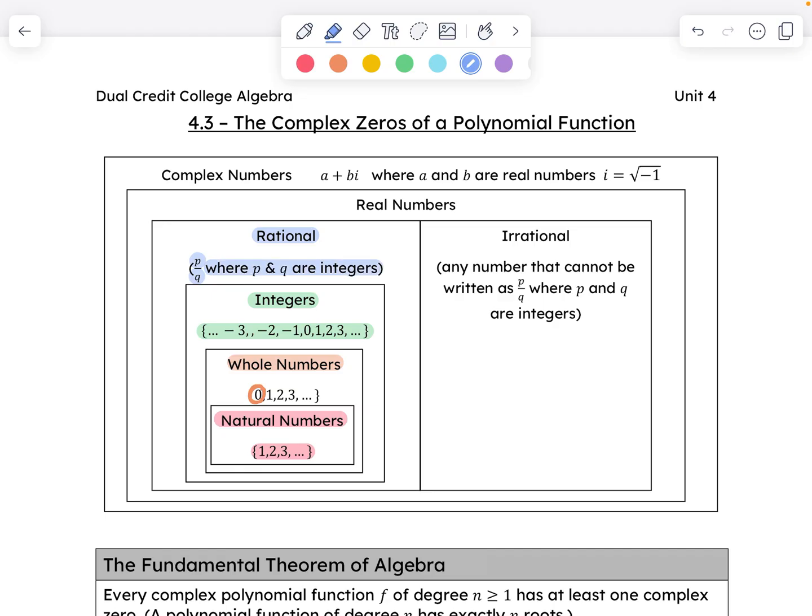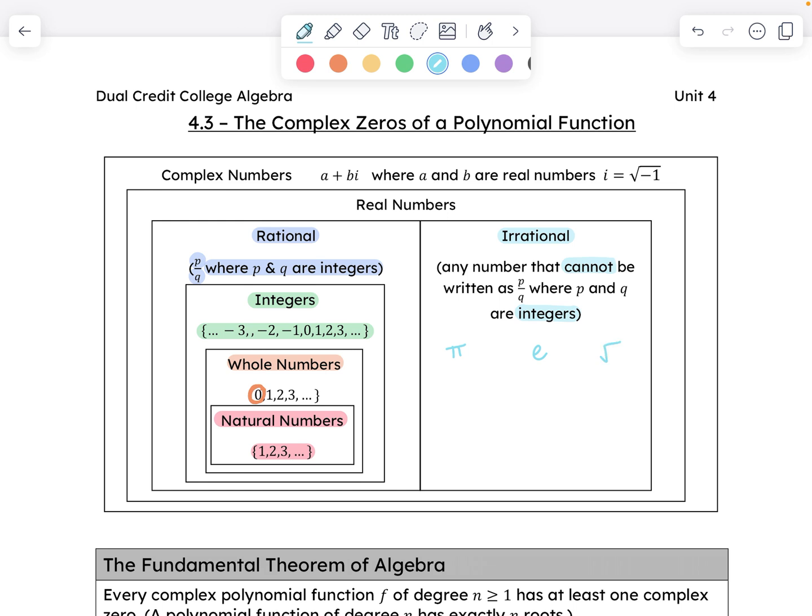So anything that could be written as a fraction, where the top and the bottom of the fraction are both integers. And if it's not a rational number, the other option is that it can be an irrational number, which is any number that cannot be written as p over q, where p and q are both integers. A really famous example of an irrational number is pi. 3.14, the big long decimal, cannot be written as a fraction where the top and bottom are both integers, so that's an irrational number. Another one is e.